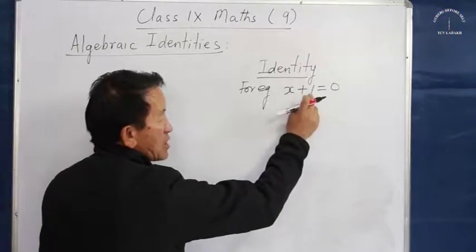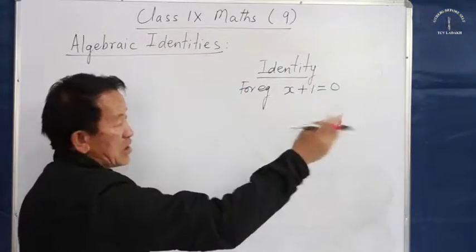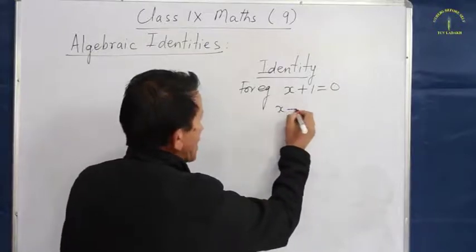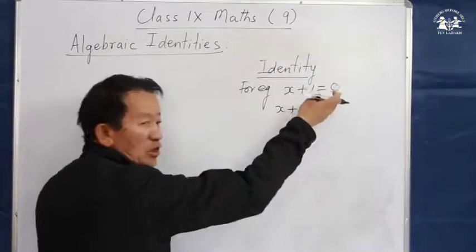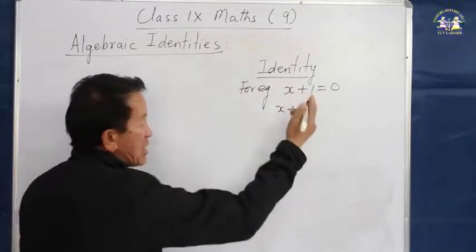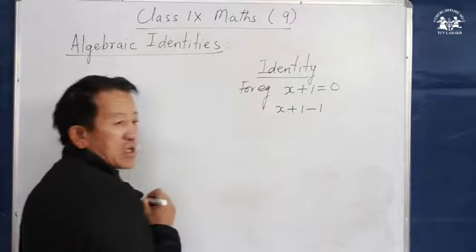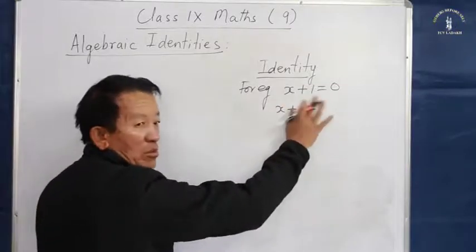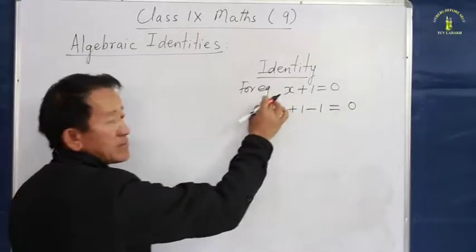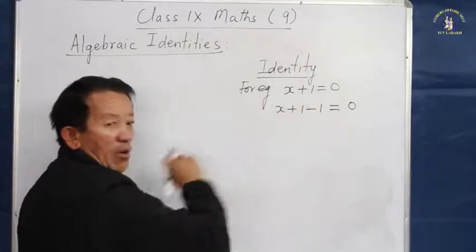x plus 1 is equal to 0. To find x, we subtract 1 from the left hand side, and to keep the balance we have to do the same on the right hand side.